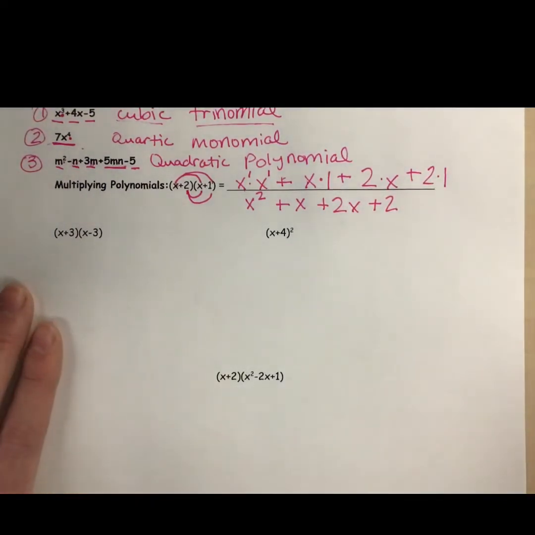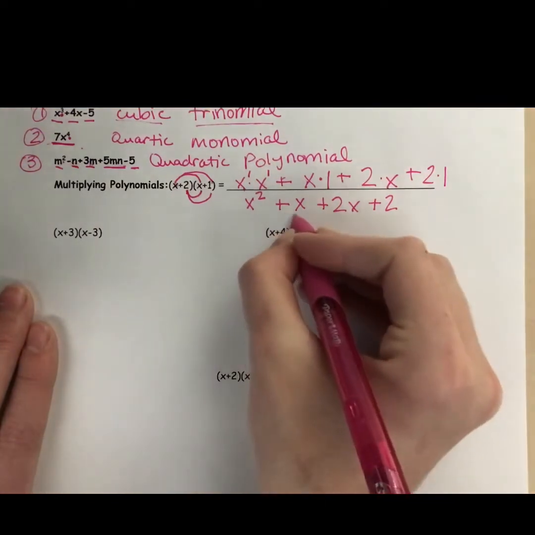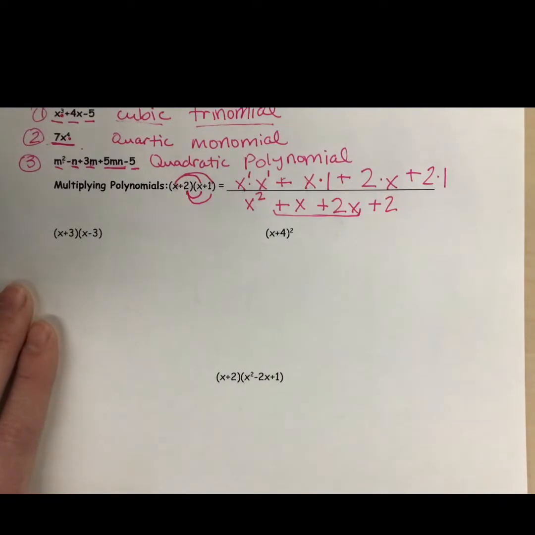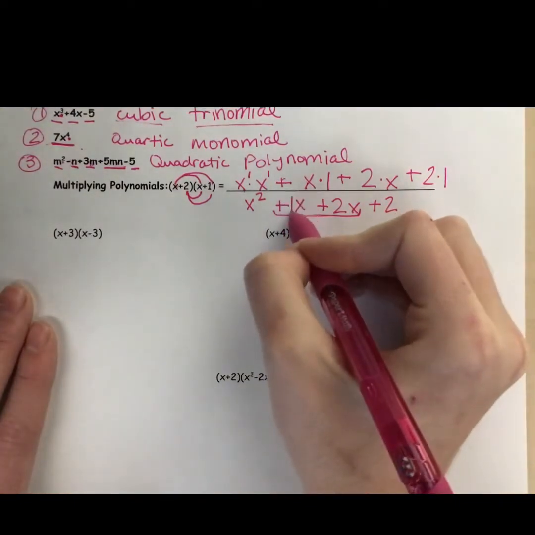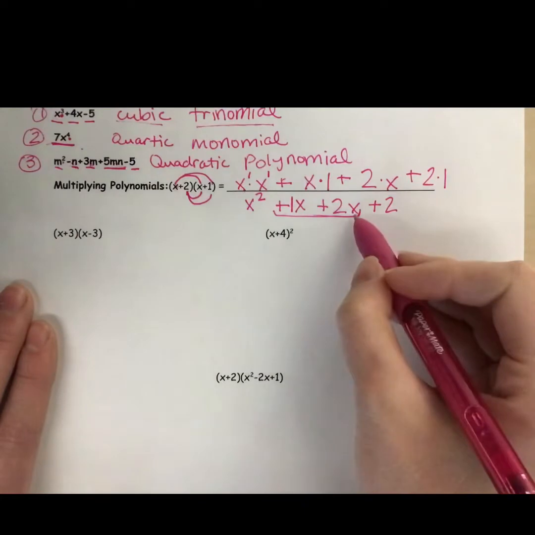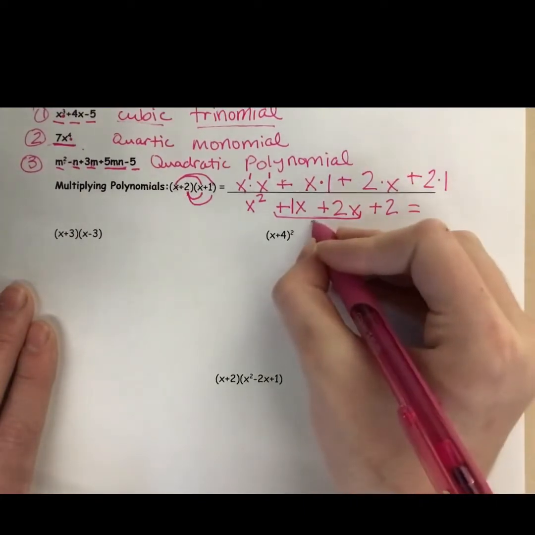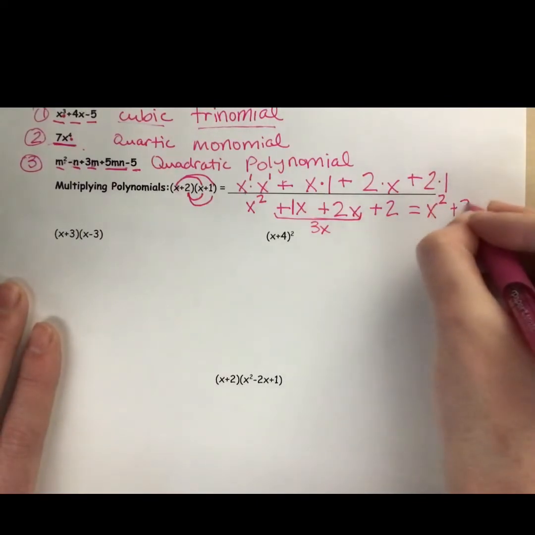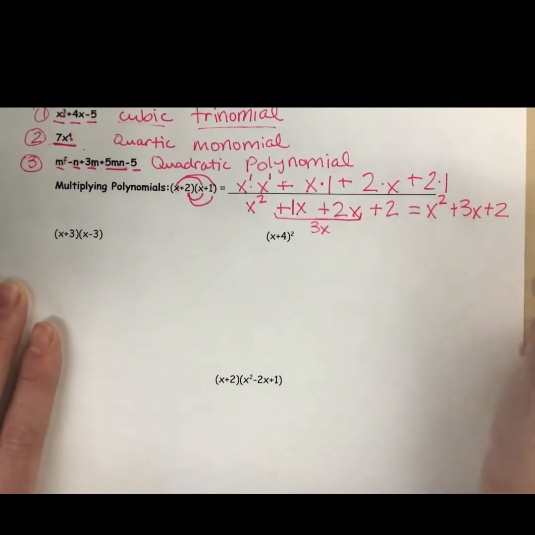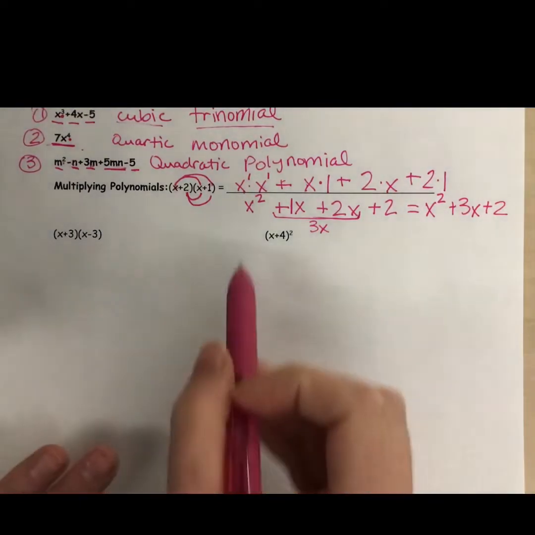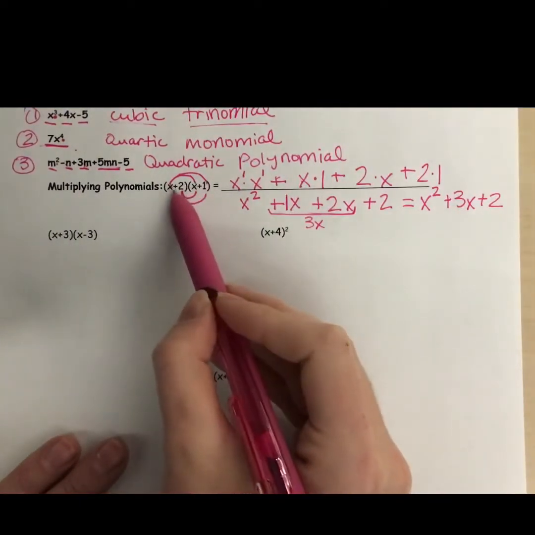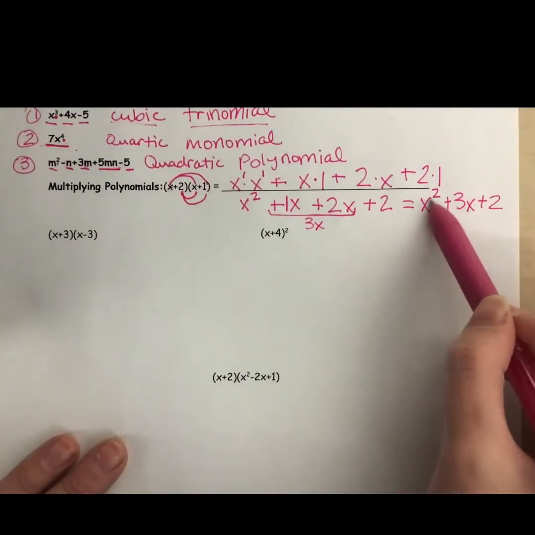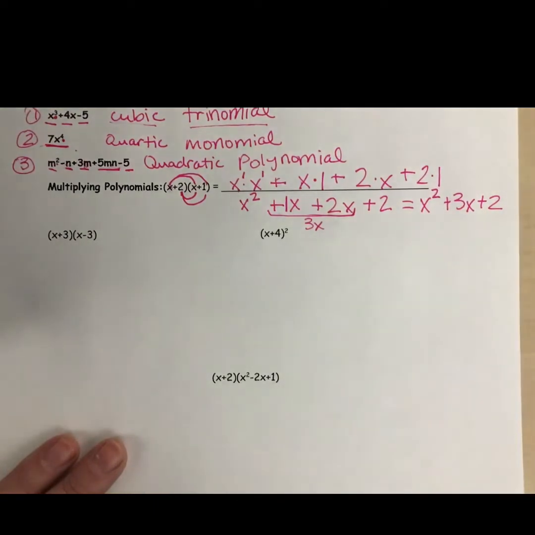Final step, we want to make sure that we combine any like terms. So we have x and 2x here. I'm going to combine those 2 things together, and 1x, remember there's a 1 in front of there, plus 2x would give me 3x. So my final answer would be x squared plus 3x plus 2. So when we multiply these 2 binomials, and they're linear binomials, we get a quadratic trinomial.